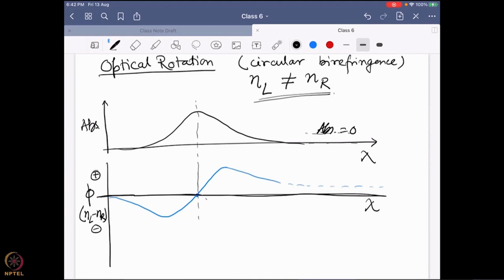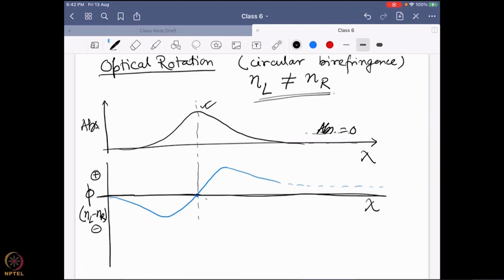So over here, you have to pass the light to ensure that you are seeing a difference between NL minus NR. But if you are absorbing the light, as is happening over here, and at the maximum you are going to absorb the most, you are not passing the light through. So if there is no light passing through, there is no point of having optical rotation, right? So that is why it becomes a 0 value over there.